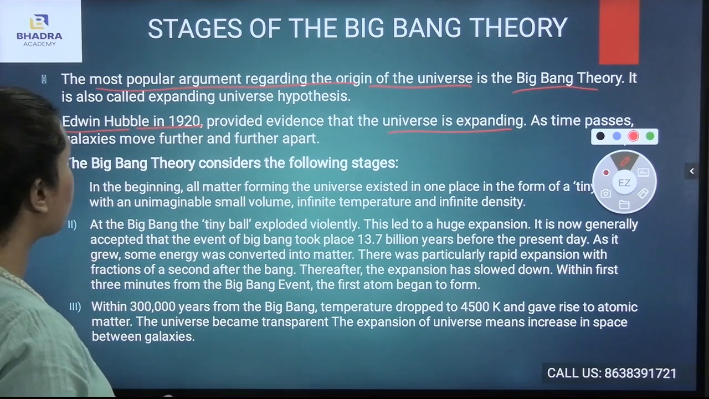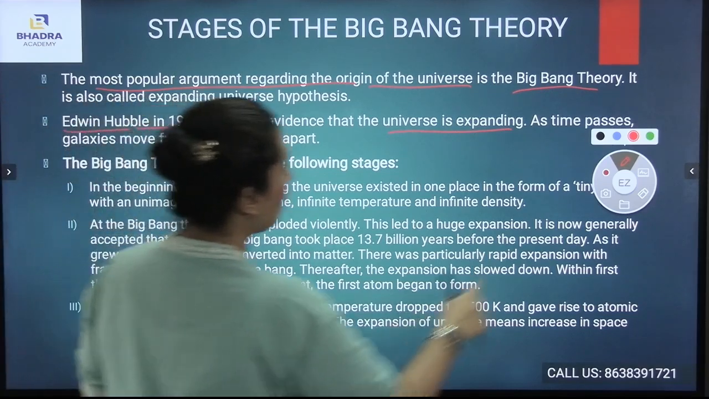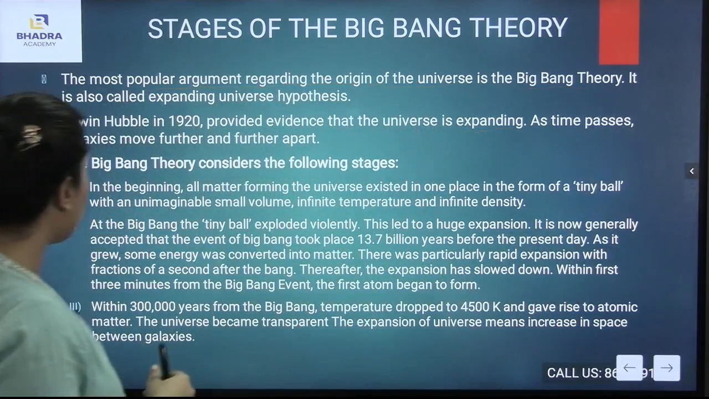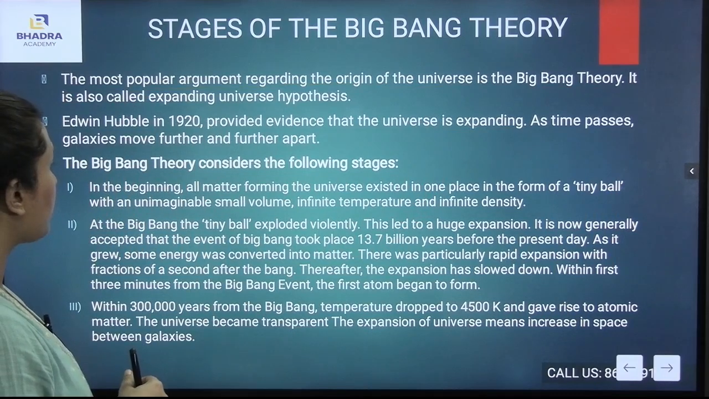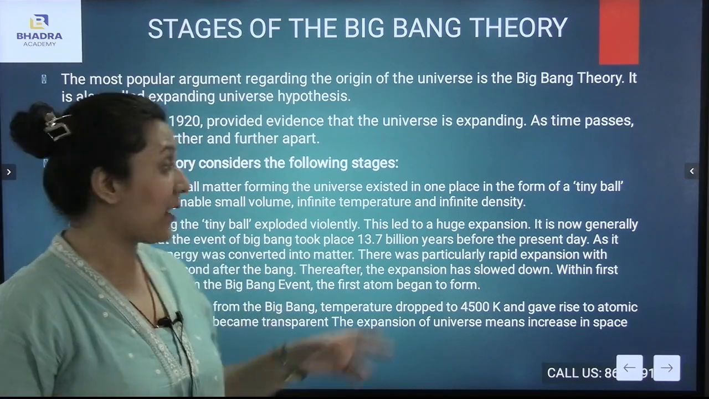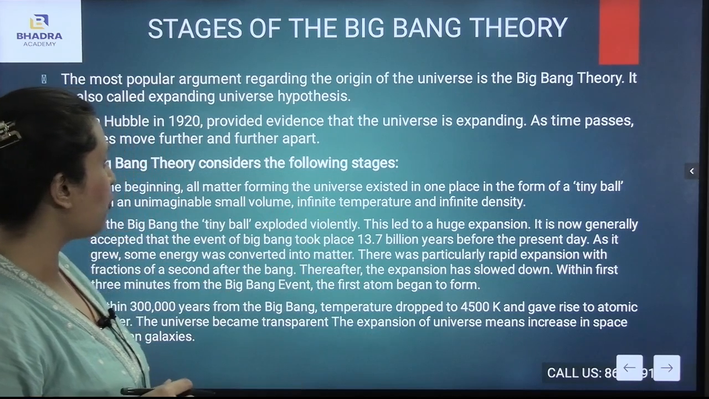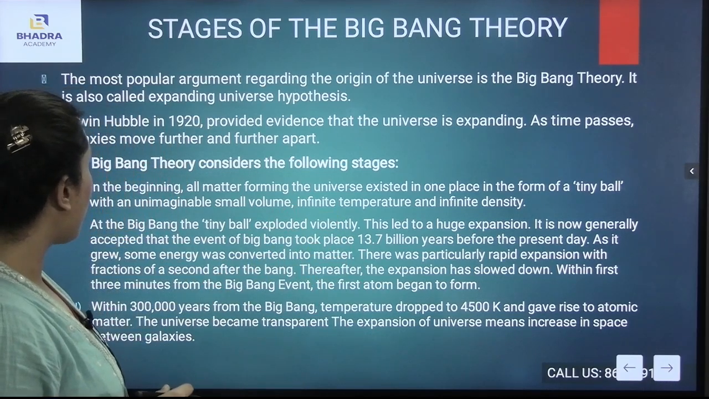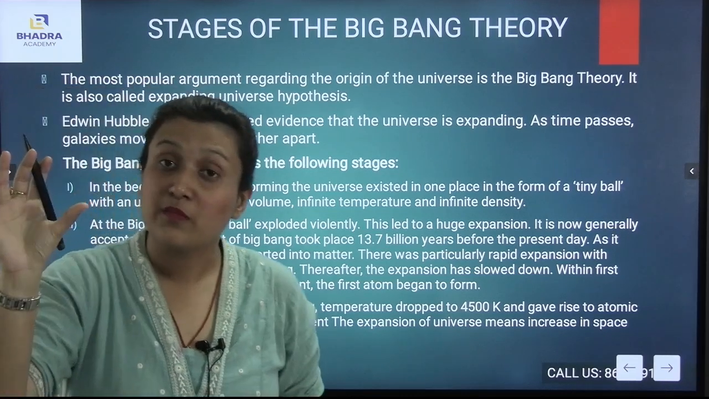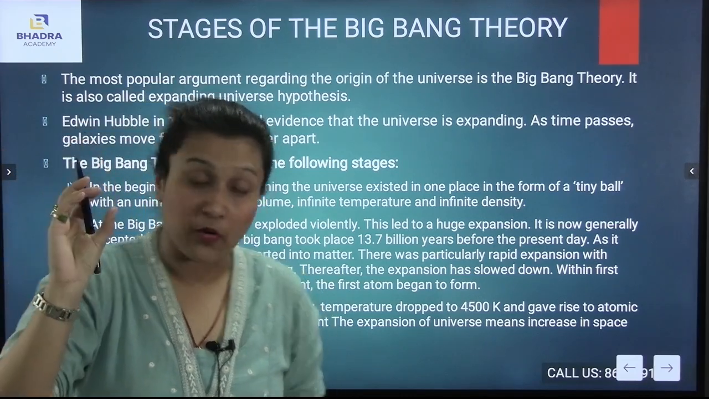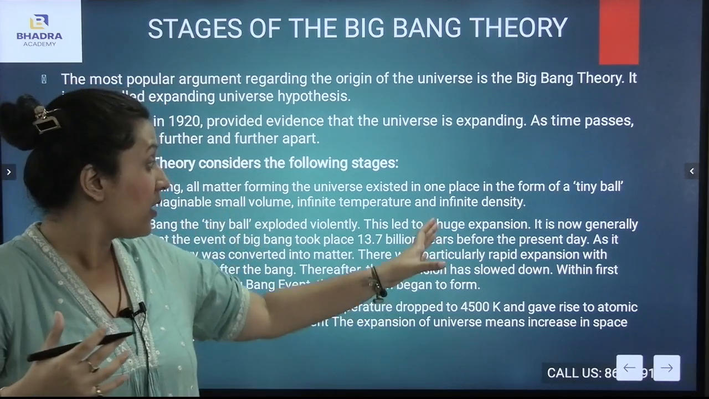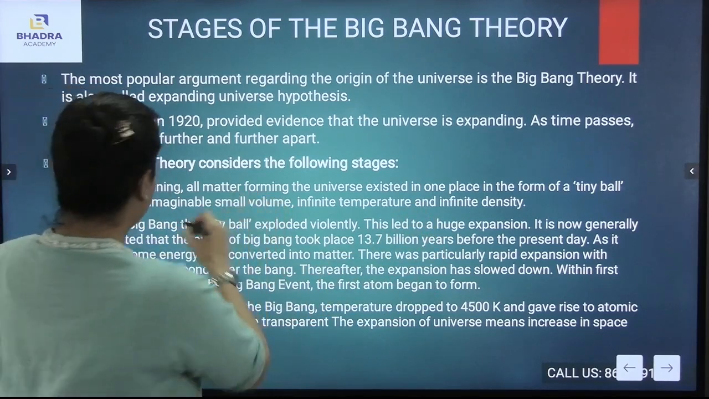In the beginning, all matter forming the universe existed in one place in the form of a tiny ball with unimaginably small volume, infinite temperature, and infinite density. There was a small tiny ball, considered to have infinite density and infinite temperature. This is the first stage.